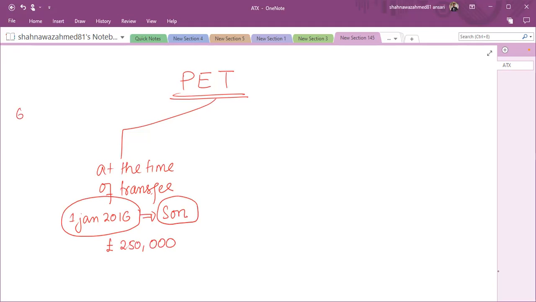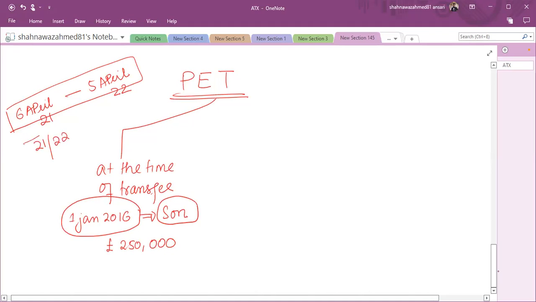Our tax year starts from 6th April, and the ending date of the tax year of an individual in the UK is 5th April. So 6th April 21 and 5th April 22, this is the tax year 21-22. And we are studying the rules of tax year 21-22, although the tax year 2021 rules are also the same. There is no difference in IHT. If you have to apply IHT in the previous year, the rates and the reliefs are also the same. So at the time of transfer, there is no tax.